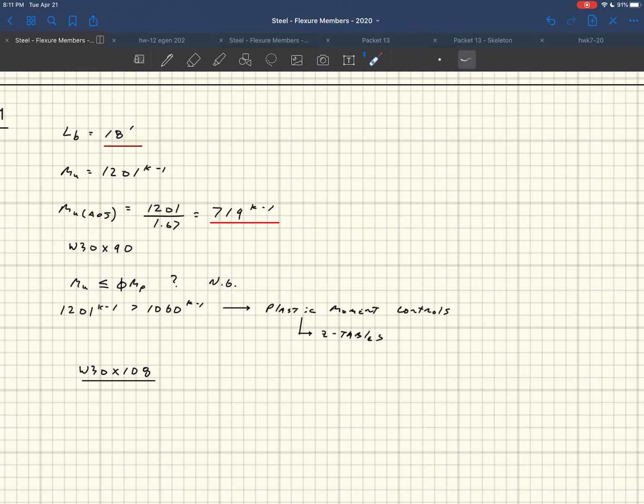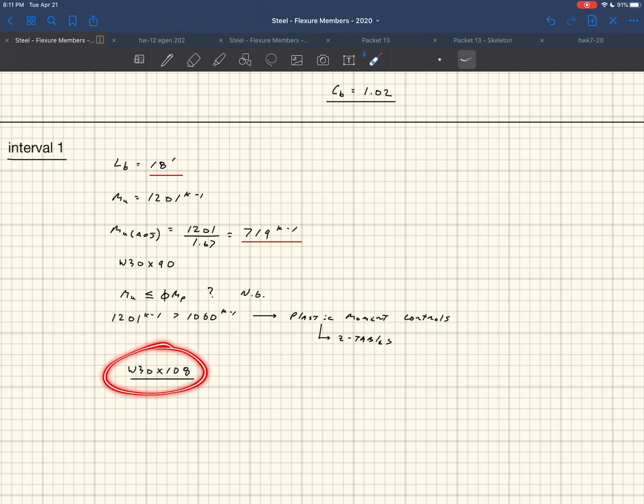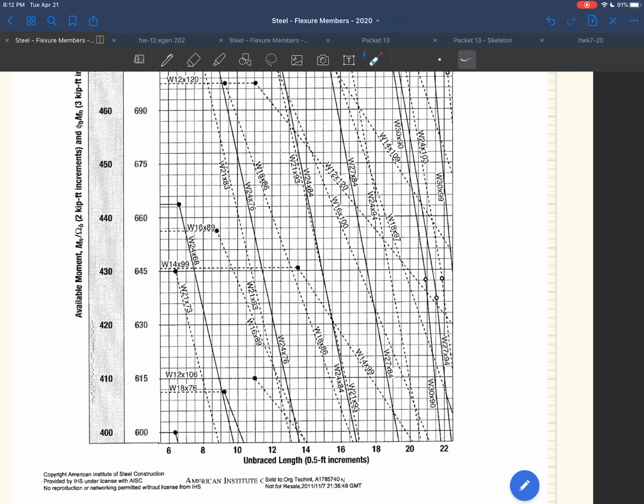And so you have to check to make sure that this happens. In this case, it didn't happen, and so now we know that if we design it as a W30 by 108, that works, right? And if you wanted to make sure absolutely that a 30 by 108 would work, you could come back and compare the 719 and 18 feet again. You should be able to see that. See if you can on this table.